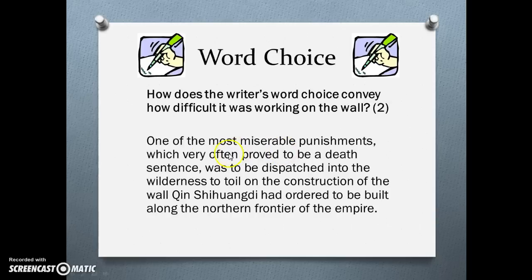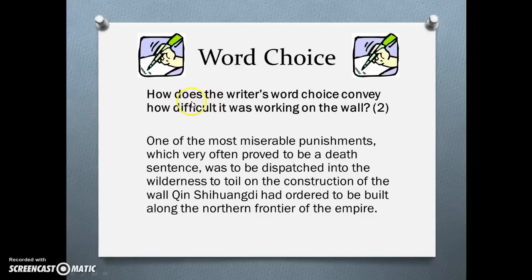One of the most miserable punishments, which very often proved to be a death sentence, was to be dispatched into the wilderness to toil on the construction of the wall Shin Shuandi had ordered to be built along the northern frontier of the empire.